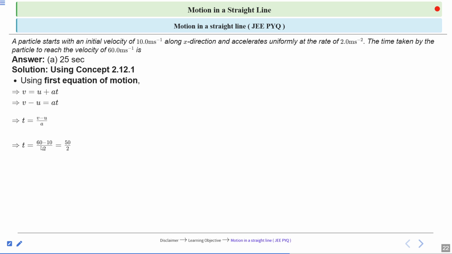Here the initial velocity is 10 meter per second, the final velocity is 60 meter per second, and the acceleration is 2 meter per second squared. So just substituting the values in the formula, you will get t equal to 50 by 2. So after solving this, t equals 25 seconds. Clear?